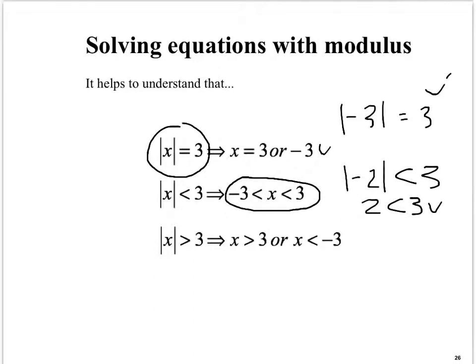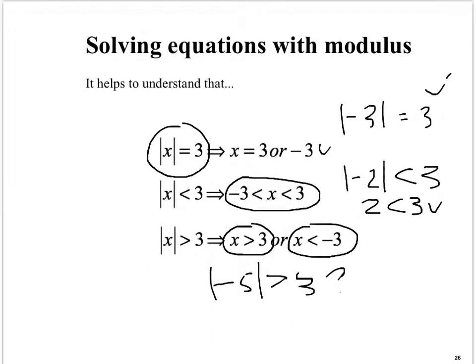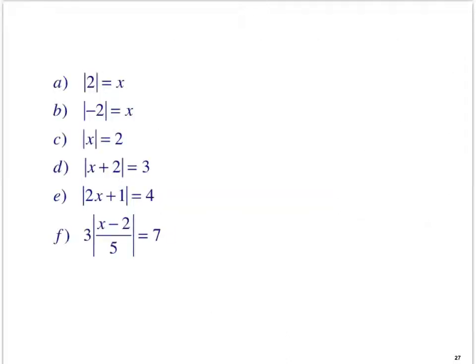And the last one, the modulus of x is greater than 3. That means x is greater than 3, that's obvious, or x is less than -3. Once again, just think about it. If x was -5, is this true? Now if you think about it, the modulus of -5 is 5. 5 is greater than 3, so absolutely that is true. So there are a few real basic definitions there that will help us.